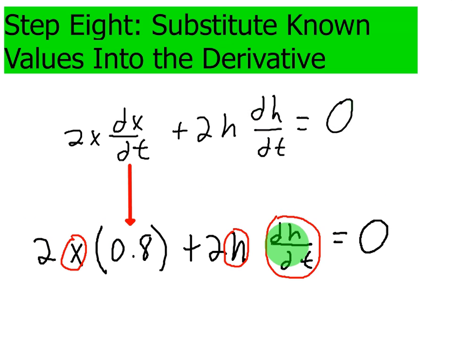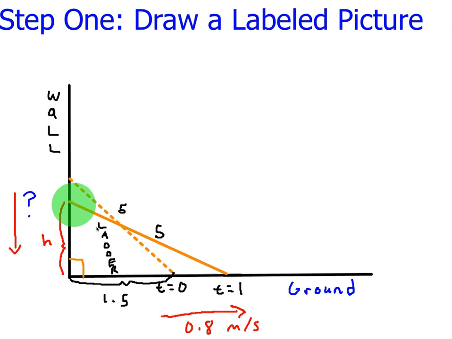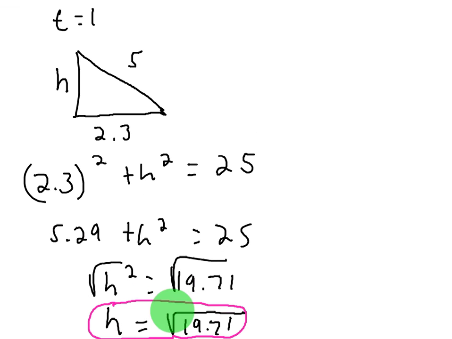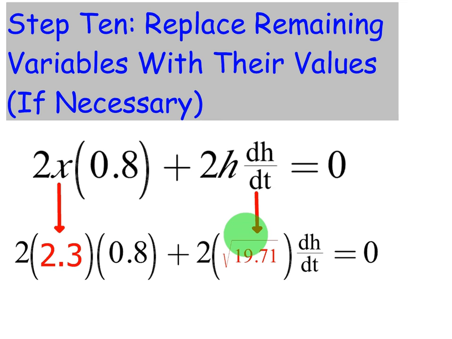Now, however, for example 2, which has to do with the ladder sliding away from the wall, we did have to implement step 9. We had to solve for x, the x right here, and we had to solve for the h. We found x to be 2.3 and h to be the square root of 19.71. So for step 10, we will just simply plug those values in for x and h, and if you notice now, we only have one variable left, which is the HGT, which is what we're trying to solve for, the rate in which the top of the ladder is falling towards the ground.